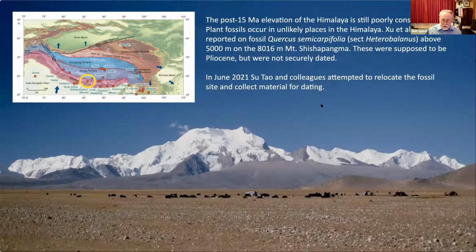One very last point to the future. Mount Shishapangma is quite famous in terms of the story of the uplift of the Tibetan region, the third pole region, because back in 1973, Zhu et al. described some Quercus semicarpifolia leaves above 5,000 meters on the 8,000 meter Mount Shishapangma. And this is Mount Shishapangma from the Tibetan plateau looking south towards India.